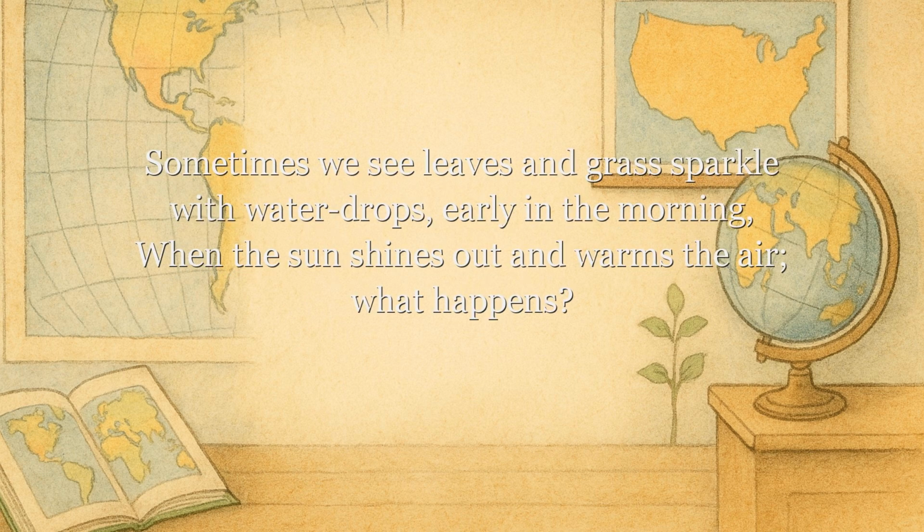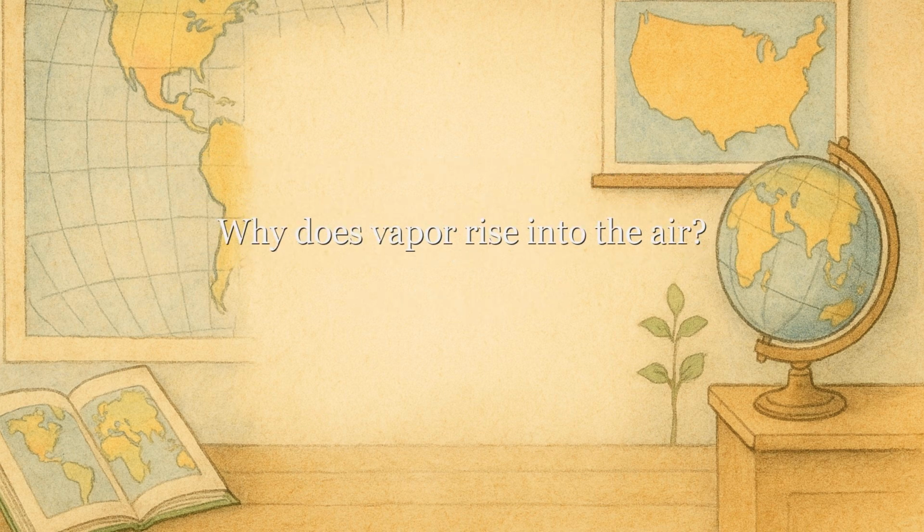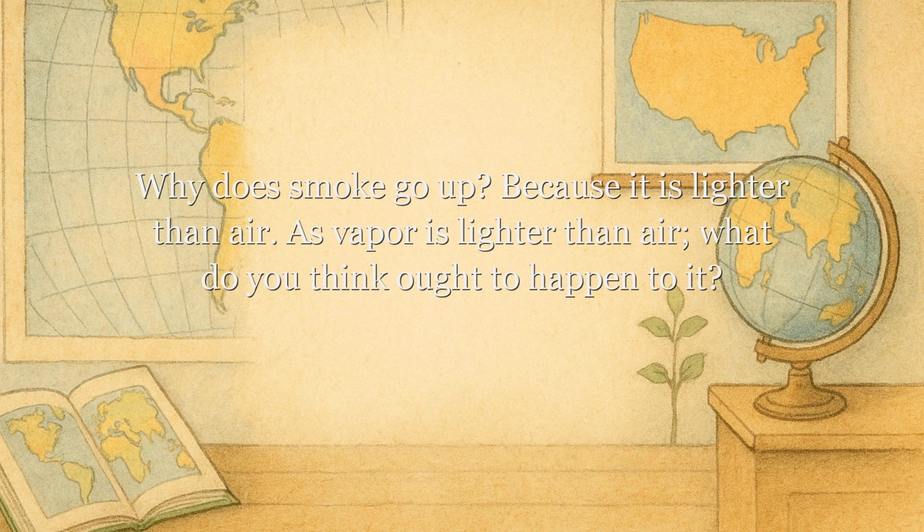Sometimes we see leaves and grass sparkle with water drops early in the morning. When the sun shines out and warms the air, what happens? Why does vapor rise into the air? Why does smoke go up? Because it is lighter than air. As vapor is lighter than air, what do you think ought to happen to it?